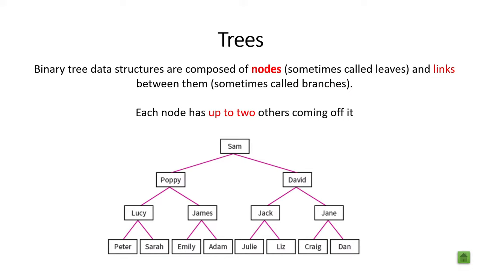Right, so each node has up to two others coming off it. This is a balanced tree because look at everything. If I slice it in half, whoa, it's balanced. Everything's perfect on either side.